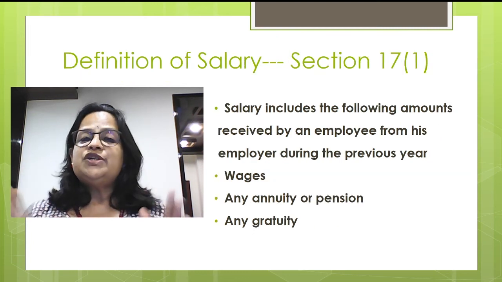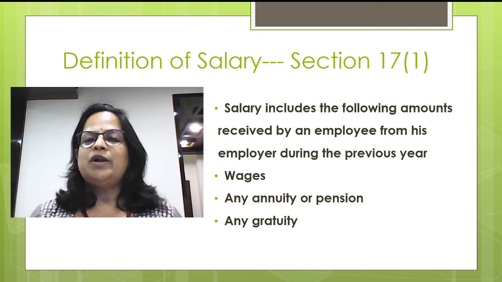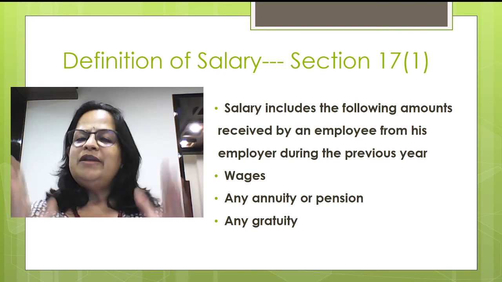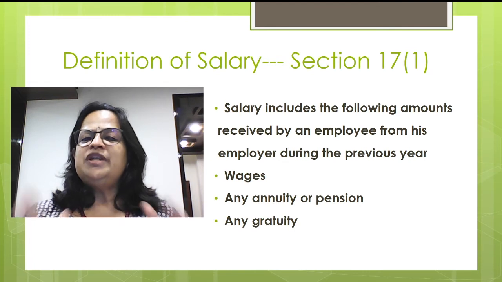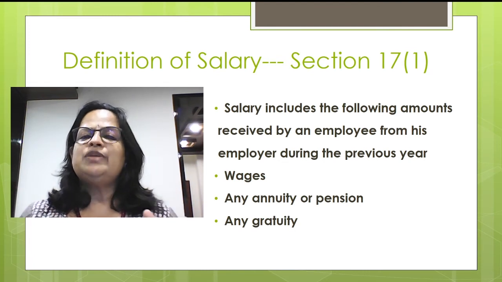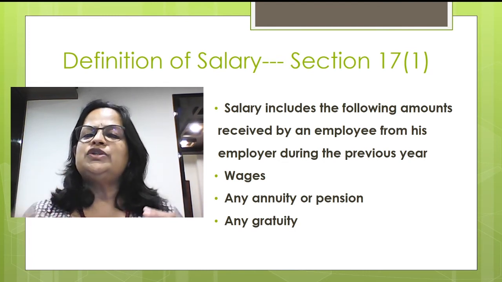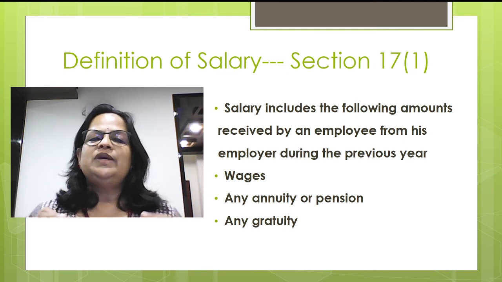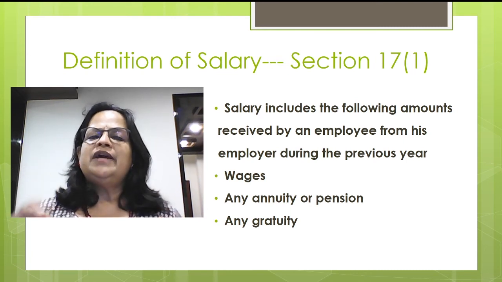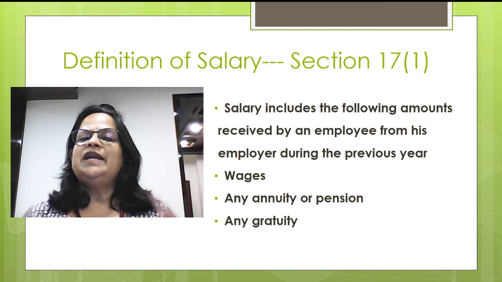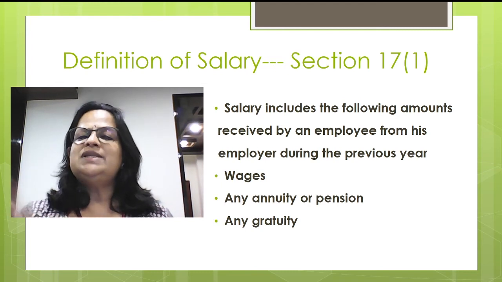Now, what is the definition of salary? This section is also important, section 17 subsection 1. As I told you, whenever a section is mentioned in the PowerPoint presentation, you have to remember that if you get a 2-mark question, you have to quote the section also. Only wherever it's important, I have used that. So the definition of salary, you have to learn for 2 marks with the section.